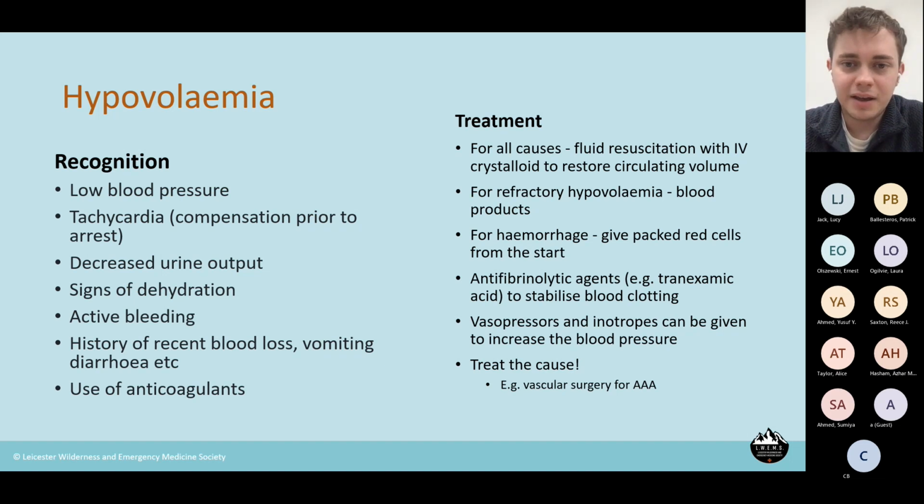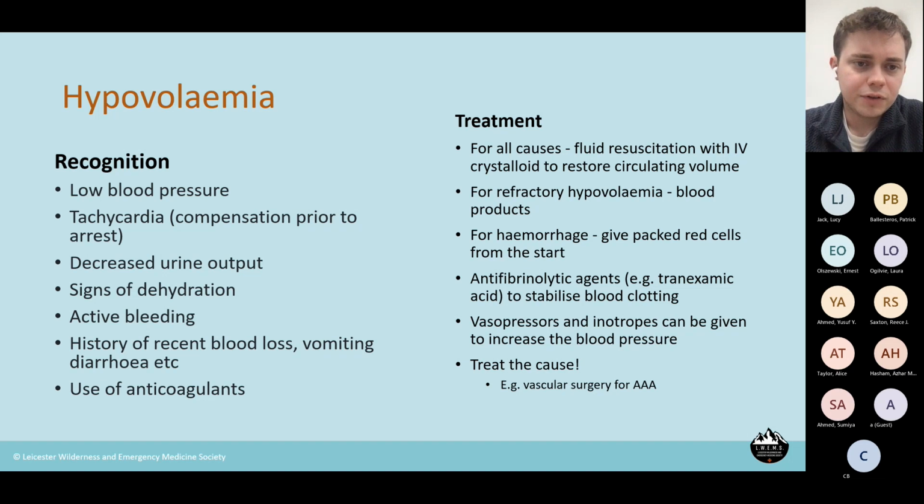So someone with hypovolemia, you're looking for signs of dehydration. So things like dry mucous membranes or decreased skin turgor, sluggish capillary refill, low blood pressure, obviously, tachycardia when they're trying to compensate for the low blood pressure prior to going into cardiac arrest, decreased urine output, if they are actively bleeding and you can see it, obviously, any history of blood loss, vomiting, diarrhea, or being on anticoagulants.